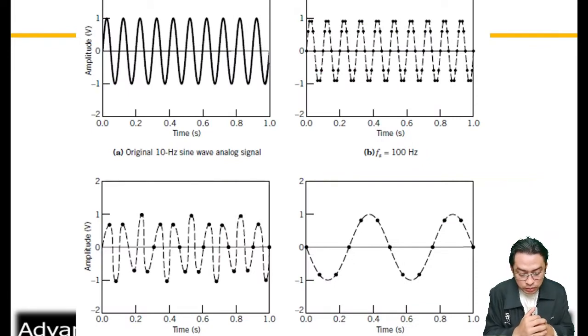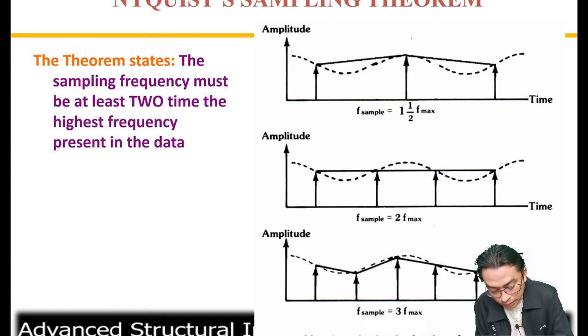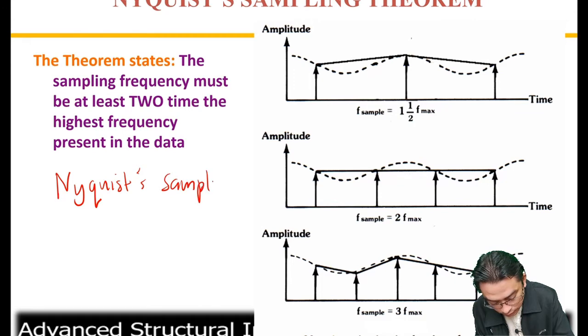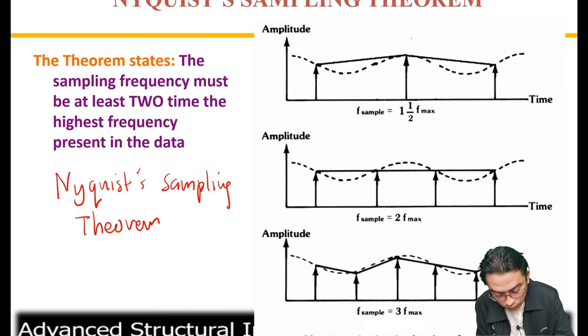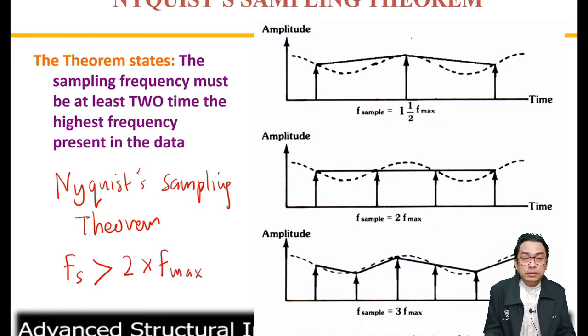We call it the Nyquist sampling theorem. We can say that the sampling frequency must be above 2 times f maximum of the signal that we measure.